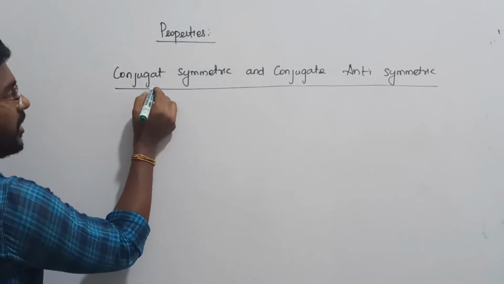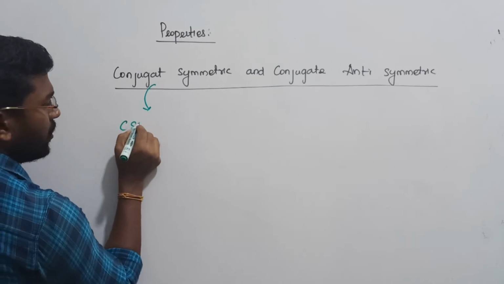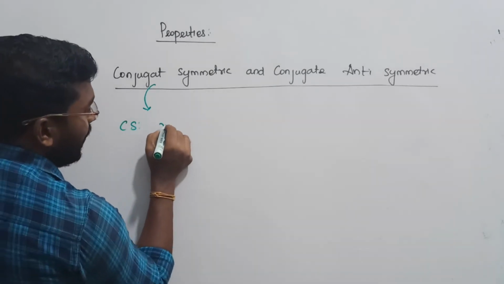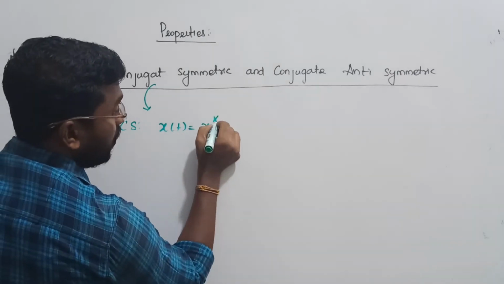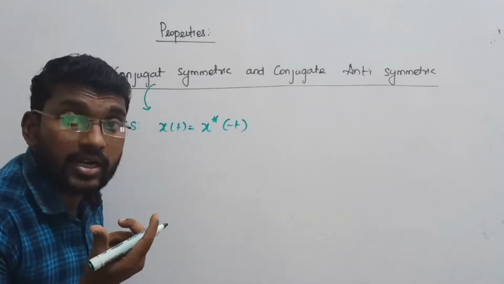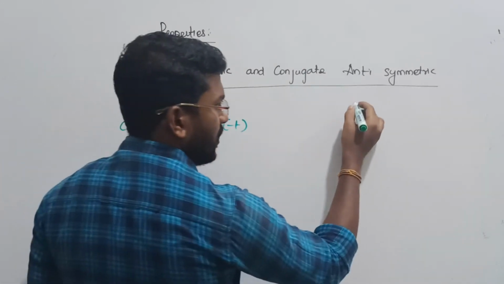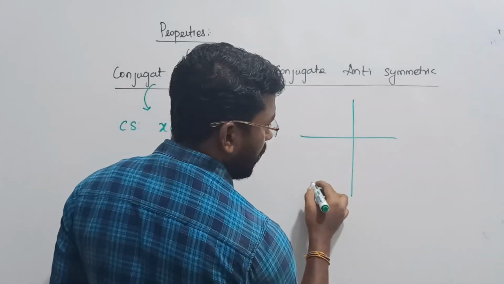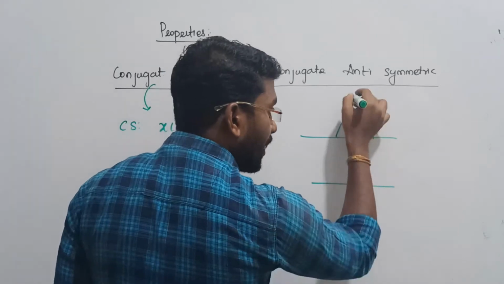Now conjugate symmetric. A signal is said to be conjugate symmetric when the value of x of t is equal to the value of x conjugate of minus t. That's all. What did we see? What does symmetric signal mean? Symmetric signal is an even signal, right? Guys listen, what is the difference between even and odd signal? Even signal in the sense it is symmetric about the vertical axis.